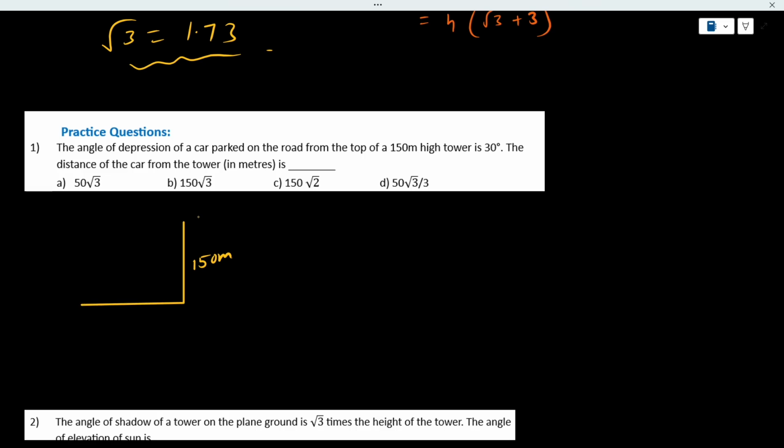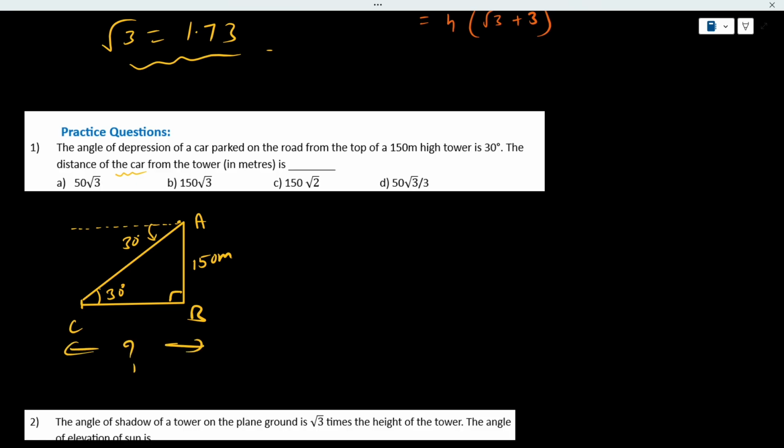Now if AB is the tower and the car is positioned at C, right? And the 150-meter tower, angle of depression. So how are we going to take the depression? You know that the line of sight, because your angle of depression is from the top of the building, so AC is your line of sight, right? What is your angle of depression here? 30 degrees. You know that the angle of depression is equal to the angle of elevation. So this angle will be 30 degrees. This is 90 degrees. What do I need to find out here? The distance of the car from the tower. So this is unknown, right?